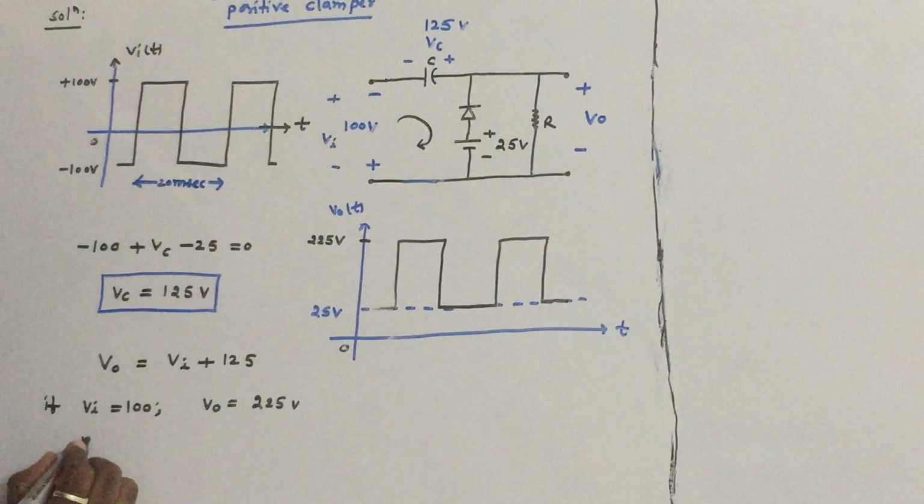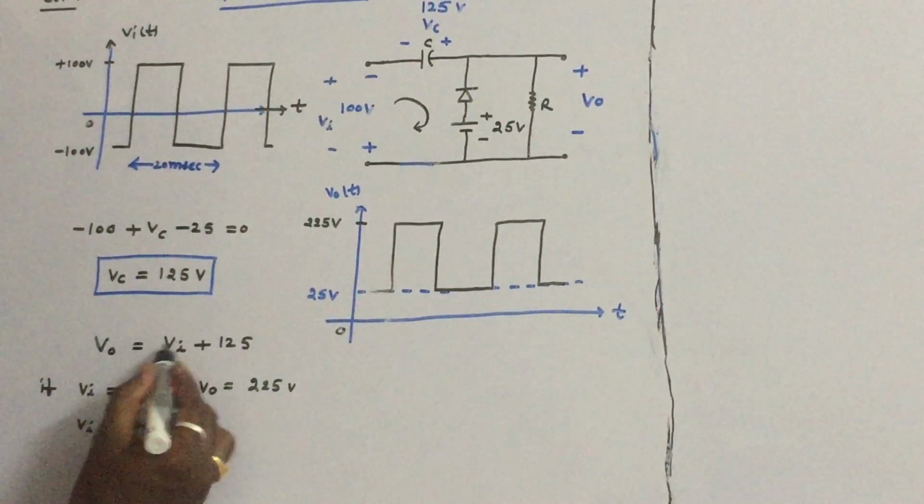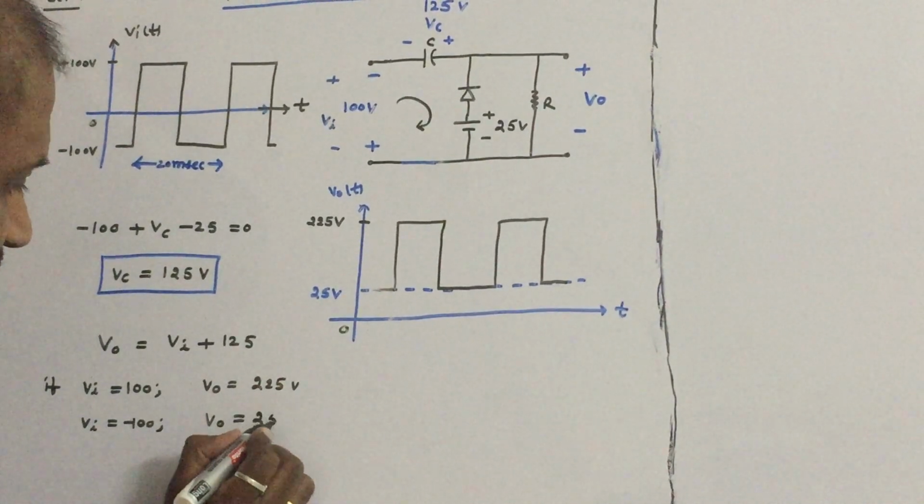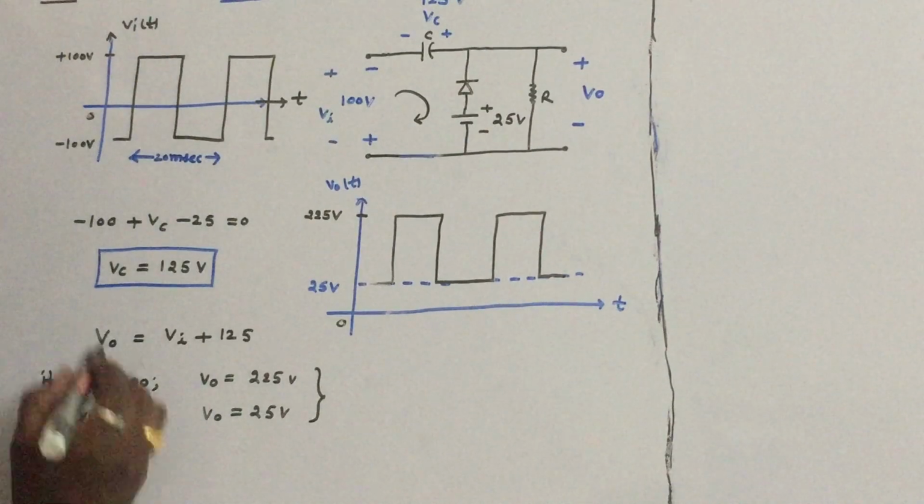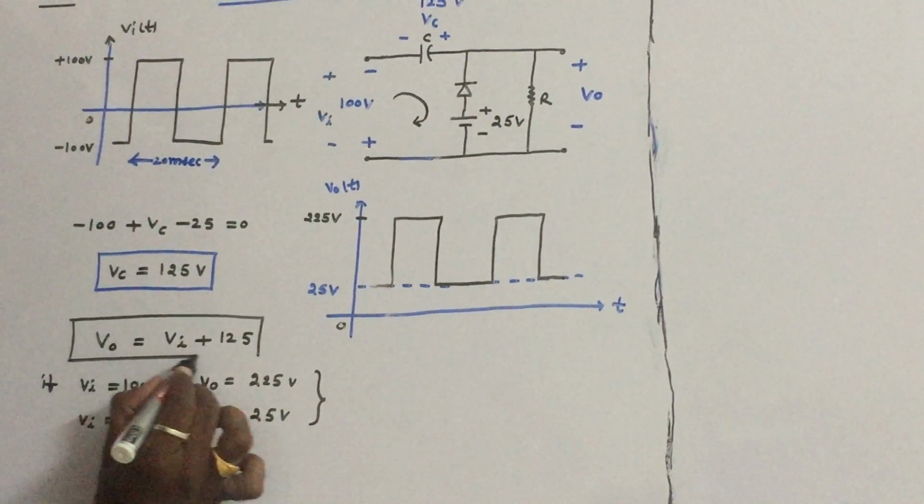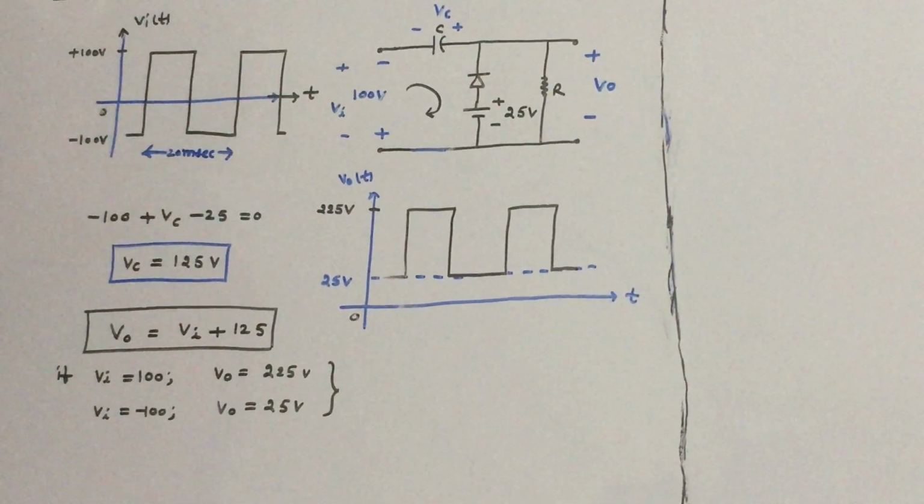225 volts. If Vi is equal to minus 100, then minus 100 plus 125 is 25. Therefore the output voltage is 25 volts. You can also cross check like this. This is the output equation. This is what you have to write about this simple problem in the examination.